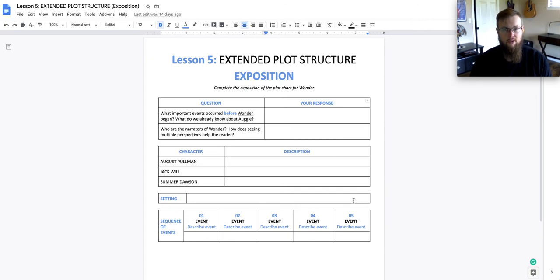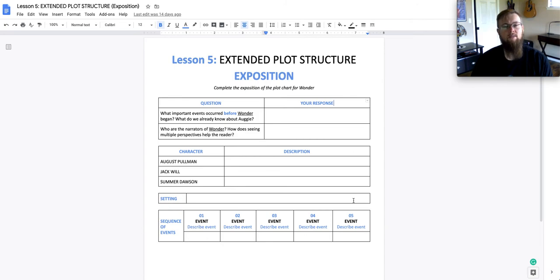The third part of this assignment is identifying the setting. The book Wonder takes place in many different areas, especially with us seeing multiple perspectives, meaning different people tell the story. So naturally we're in a lot of different settings. But what is the major setting, the number 1 setting where most of the book takes place? That is what you identify. Not only identify it, but explain it. What does it look like?